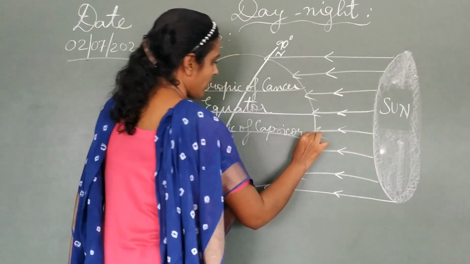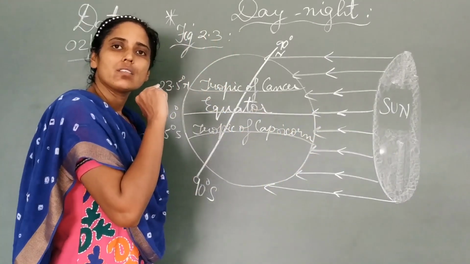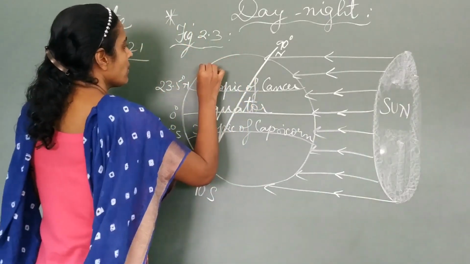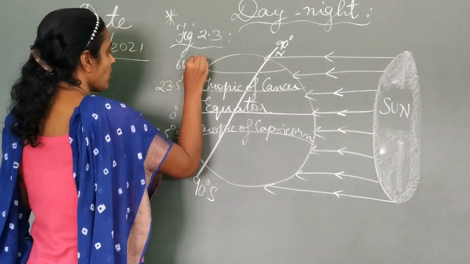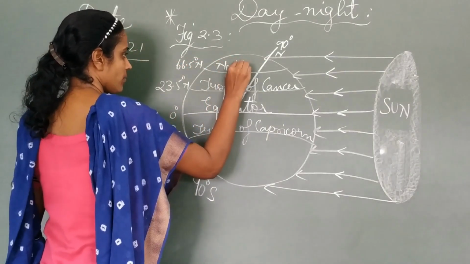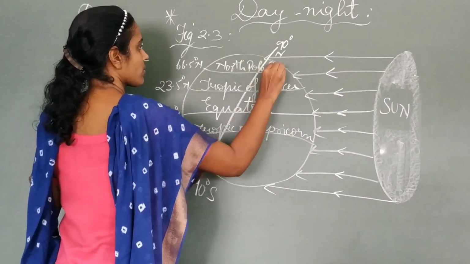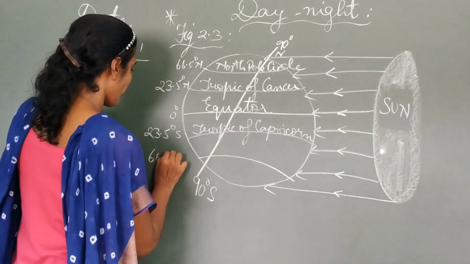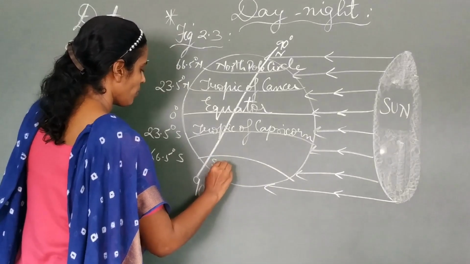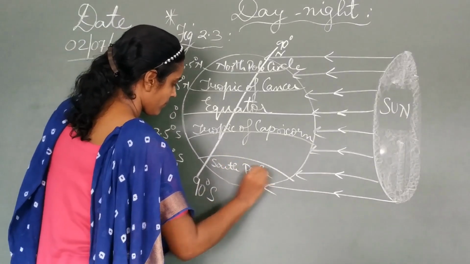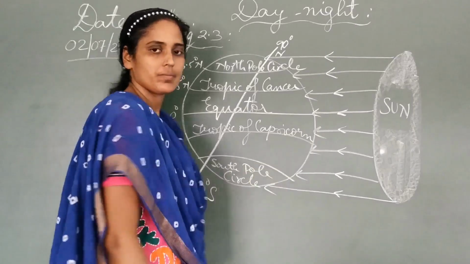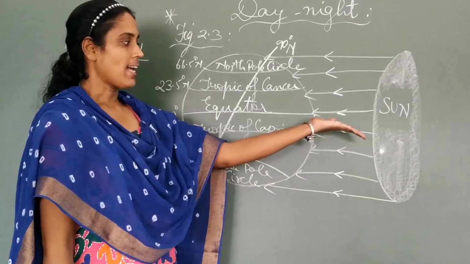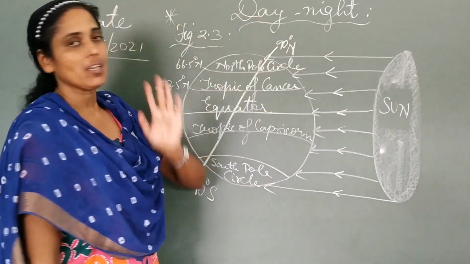Okay? Then again you have your circles. Which are those? You have your South Pole circle and North Pole circle. So 66.5 degree north, North Pole circle. You can write through the lines, no problem. And here again you have 66.5 degrees south, South Pole circle. Drawn, students? Okay?